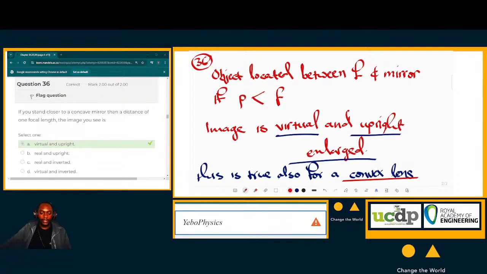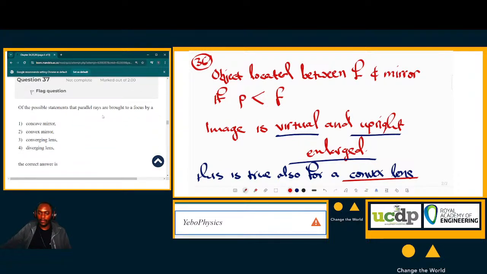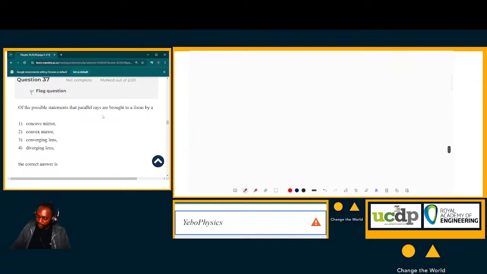So that was question 36. Let's look at question 37. So question 37, what does it say?